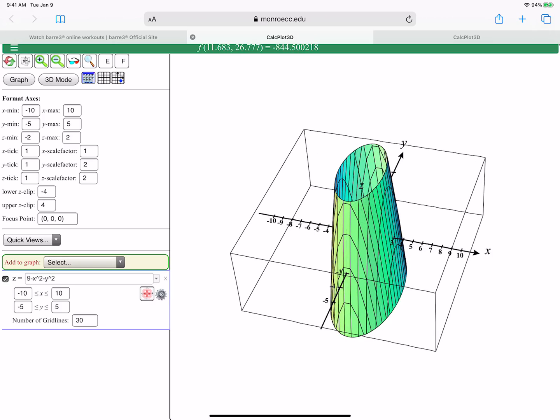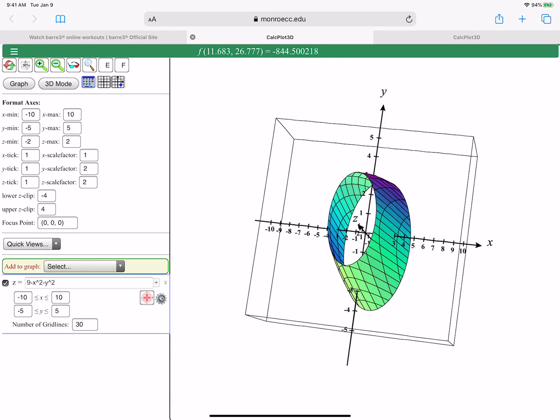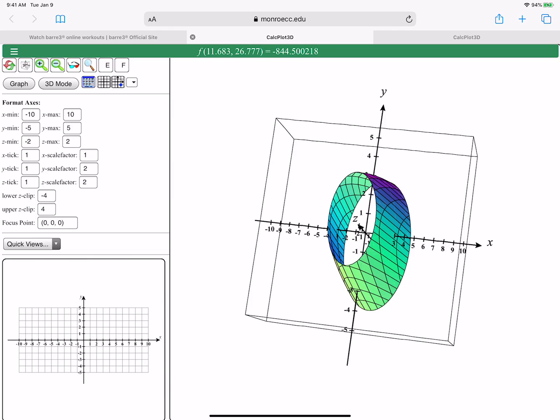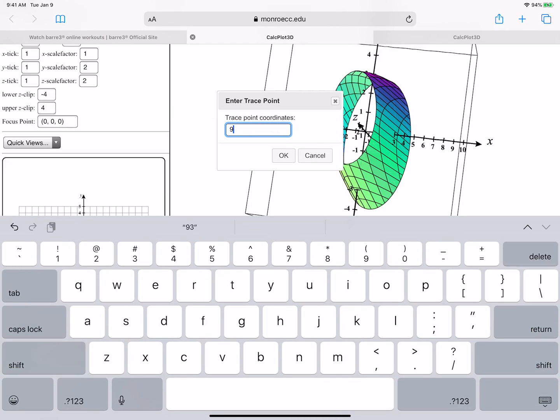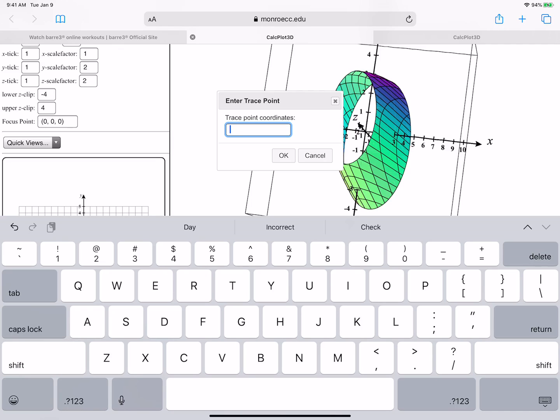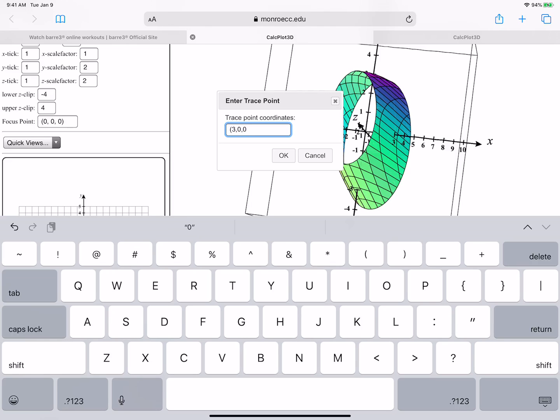So here's our picture here. I think that I can get a point to plot on that graph. Maybe we can enter a trace point. Oh, okay, good. So (3, 0). We actually know the output is 0.